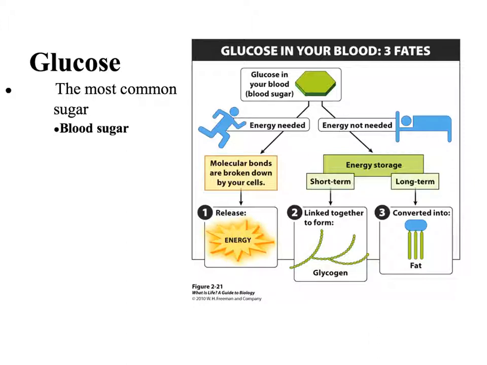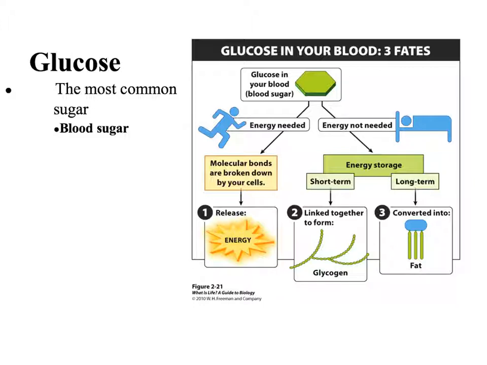When you go to the doctor and they talk to you about your blood sugar levels, they are actually referring to the glucose levels in your blood. When we eat glucose, there are 3 fates or 3 paths that it can follow. Glucose in your blood can be used for energy that is needed right away. So that means our cells break it down immediately, breaking the bonds and turning it into ATP energy.